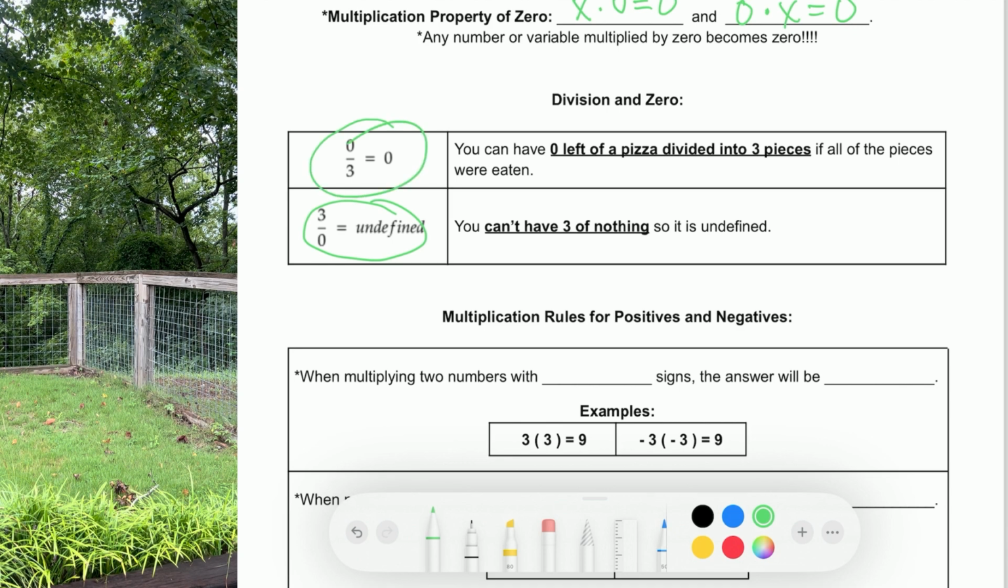When you read them, this top one, you would say 0 thirds. You can have 0 thirds if there was originally 3 to begin with. But the second one, you can't have 3 of nothing. 3 zeroths, I guess, if you want to say it in a fractional way.